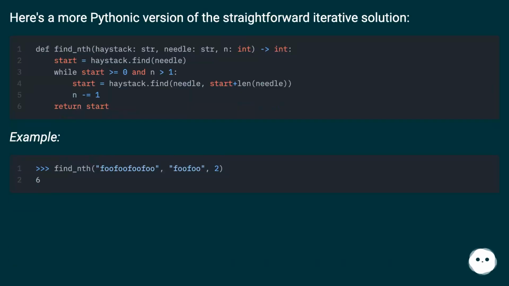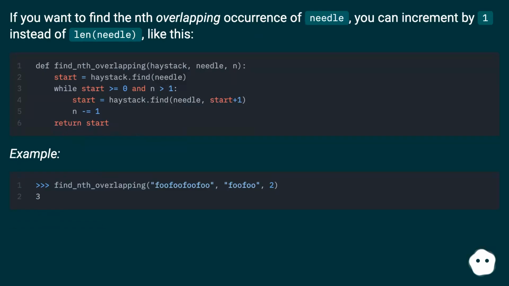Here's a more Pythonic version of the straightforward iterative solution. Example. If you want to find the nth overlapping occurrence of needle, you can increment by 1 instead of len(needle), like this. Example.